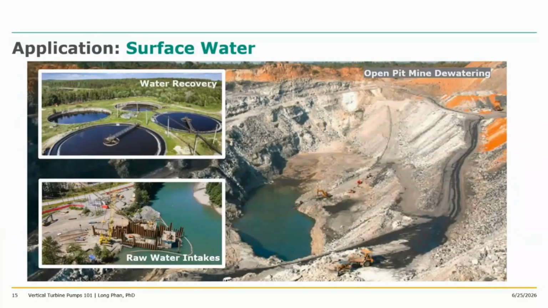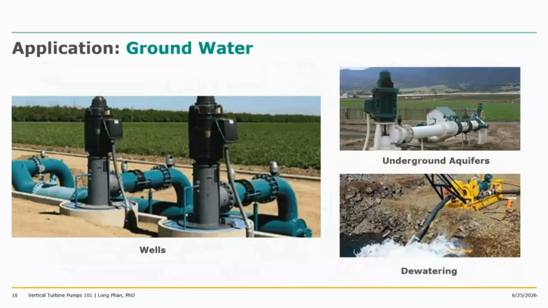From an application standpoint, let's look at surface water. These pumps are useful for surface water, from open pit mine dewatering to raw water intakes from rivers, lakes, and ponds, to help cities and towns recover water in water recovery or water treatment plants. The next important application of this vertical turbine pump is to extract groundwater through deep wells, like the one you see, from underground aquifers, and in dewatering processes.